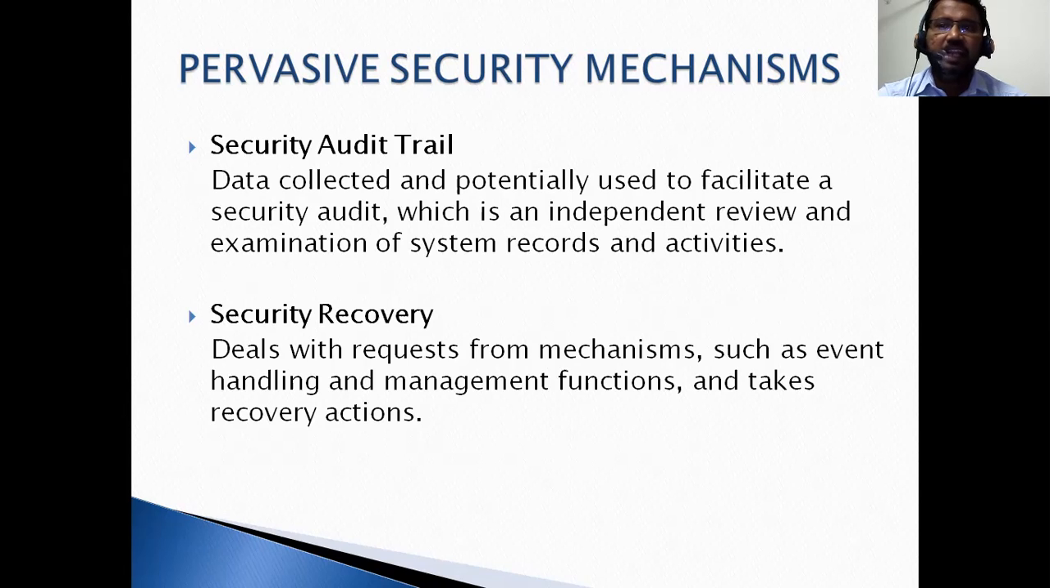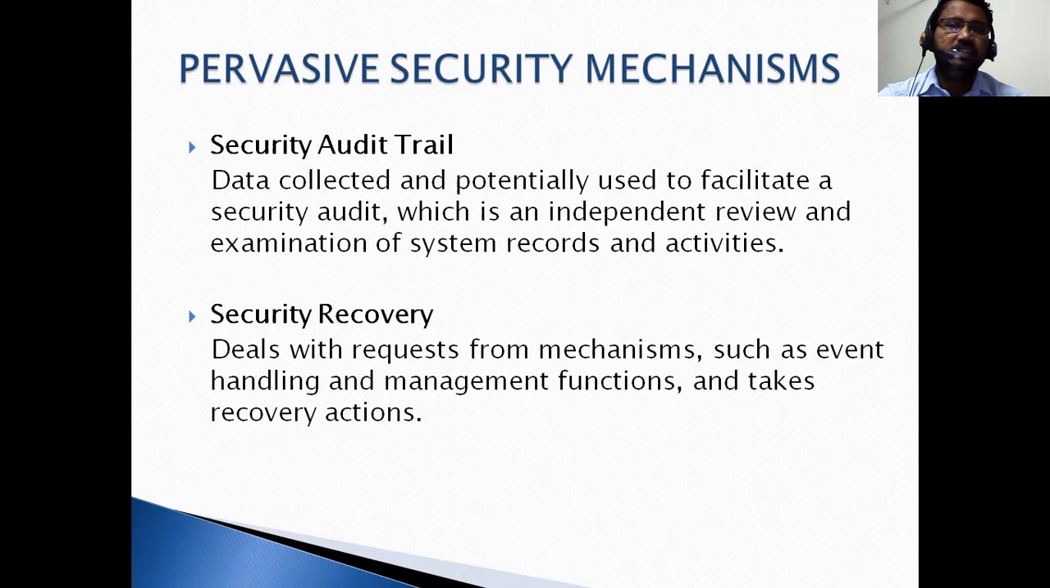Next, security audit trails. In security audit trails, we collect the data. What do audit trails mean? We collect all the information, analyze that data, audit the security, and identify whether any security breaches or attacks have been recorded in our system. These audit trails are useful to find out whether any unauthorized access has happened, or whether any data loss has happened. All this information can be gathered by using the security audit trail.